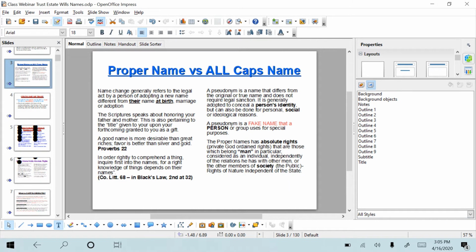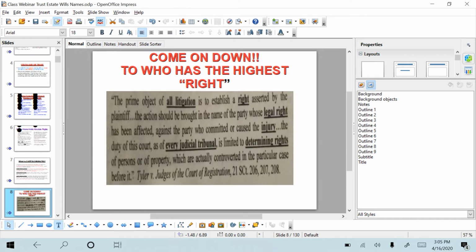So it holds these rights when you are in your proper form. Now it says, come on down to who has the highest right. Well, this is important. This is very, very important.